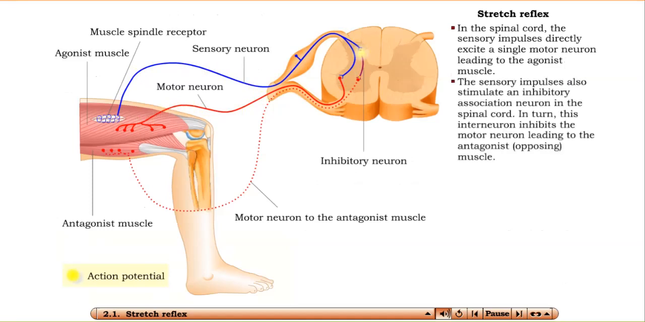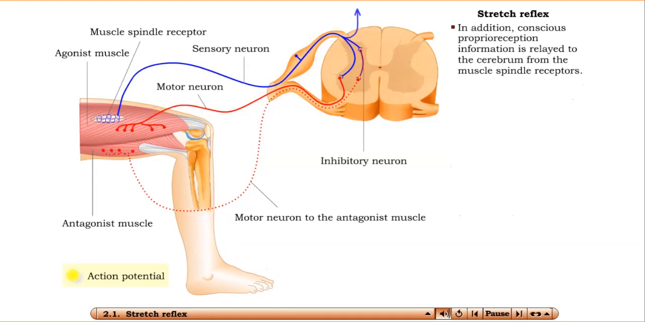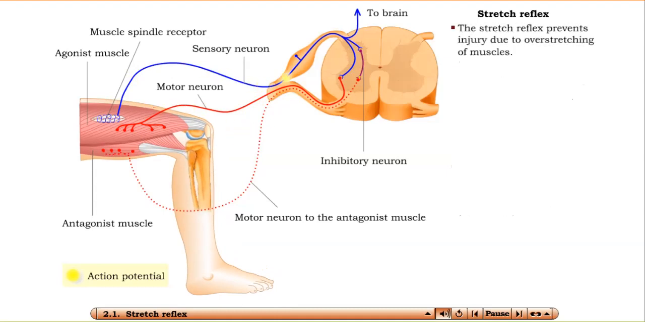The sensory impulses also stimulate an inhibitory association neuron in the spinal cord. In turn, this interneuron inhibits the motor neuron, leading to the antagonist, opposing muscle. Reciprocal innervation results when the stretching agonist muscle contracts and the opposing antagonist muscle relaxes. In addition, conscious proprioception information is relayed to the cerebrum from the muscle spindle receptors. The stretch reflex prevents injury due to overstretching of muscles.